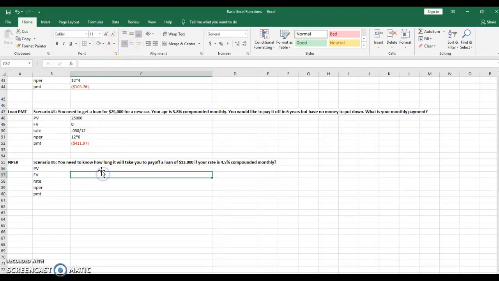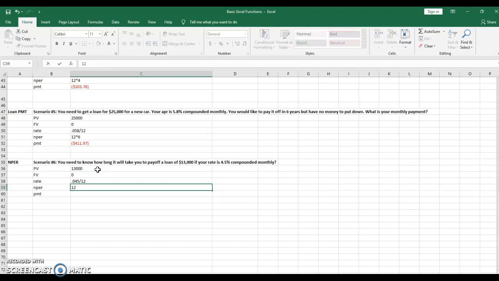Starting with PV. Okay, so they're going to give you $13,000, so it's positive. You want it to be 0 when you're done. Your rate is 0.045 divided by 12 because we're doing it monthly. So NPER is going to be 12 times, we don't know. So I'm going to just leave it blank for a minute. And then your payment is, oh, I forgot to put one in there. Let's say we're making a $400 payment. So since we're making it, it's negative.